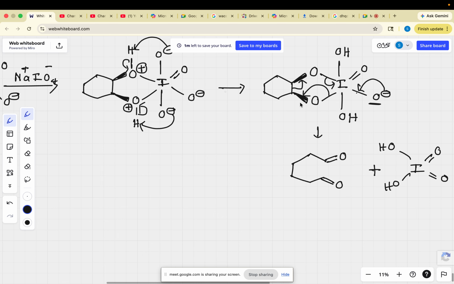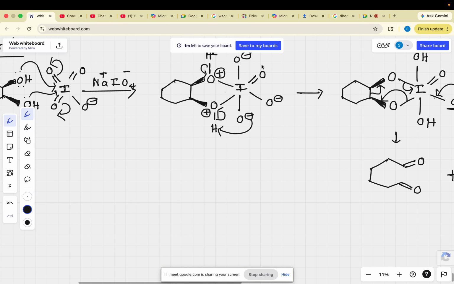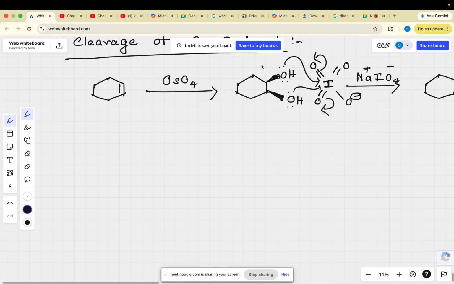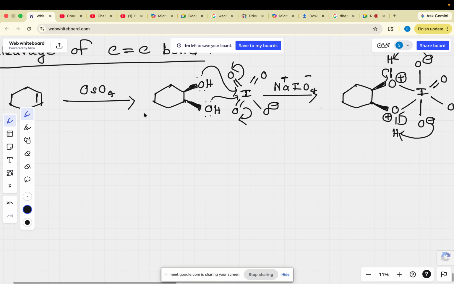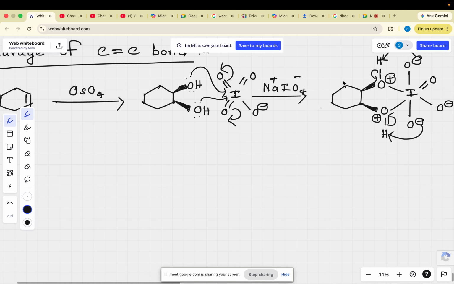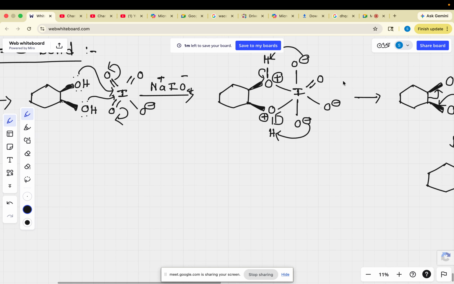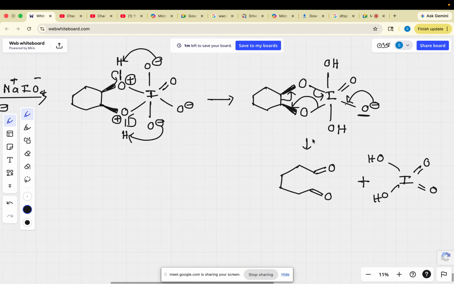She was asking why the other single bond is breaking. See, initially you have a double bond here. After dihydroxylation you are getting a single bond, but this double bond can easily break. What is the reason why it is breaking?